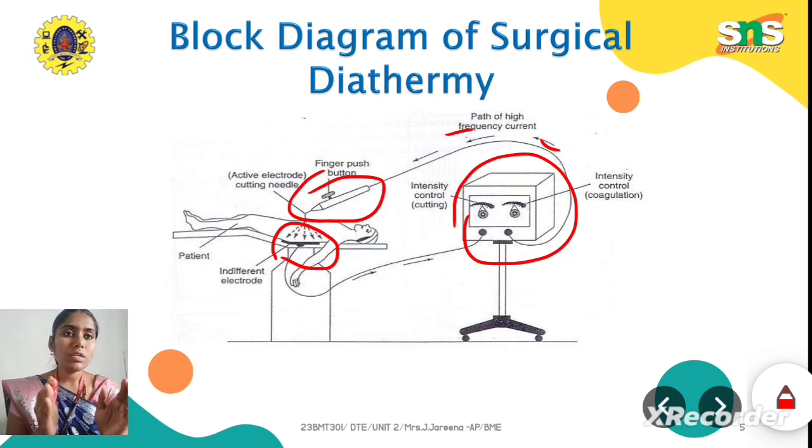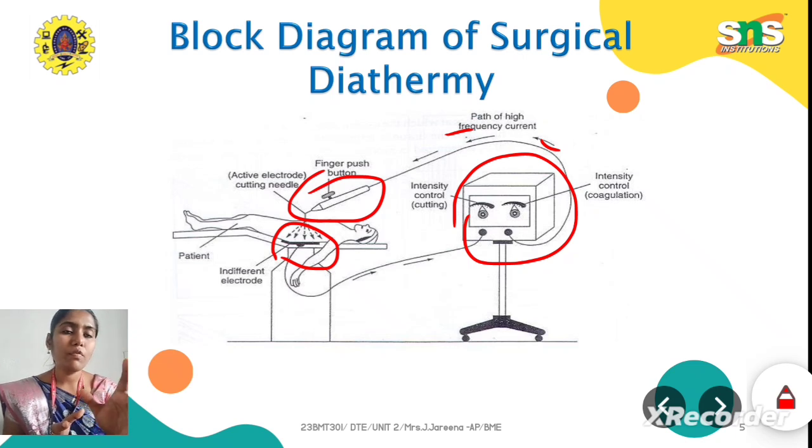So this is the current path. The loop has to be closed when we are doing any sort of procedure, like cutting, coagulation, or using any sort of mode, monopolar or bipolar. The current flow has to be closed, else it will lead to side effects like burning of tissues or cells. So this is the overall operating principle.